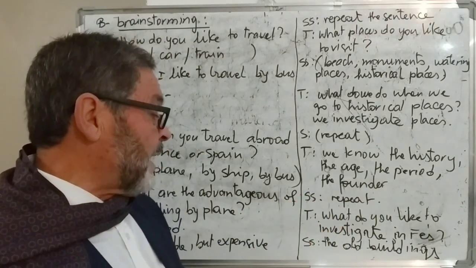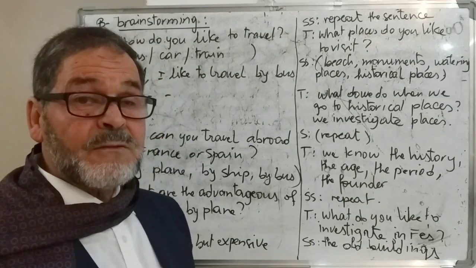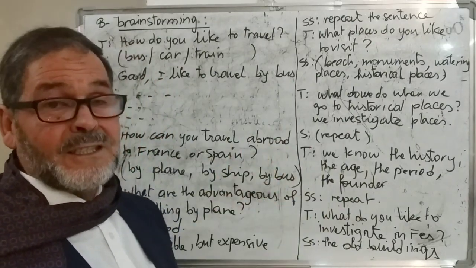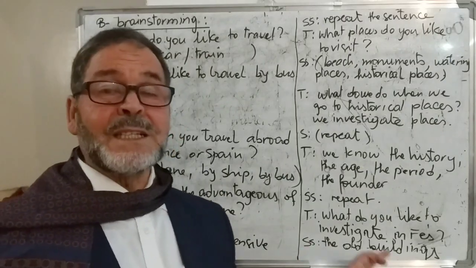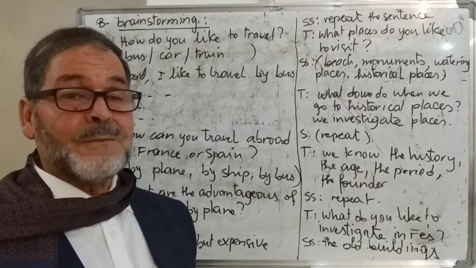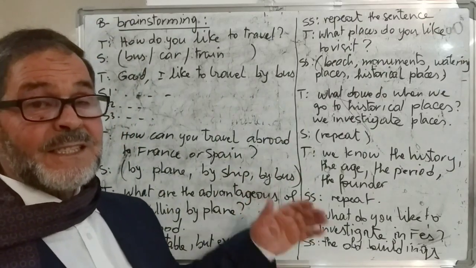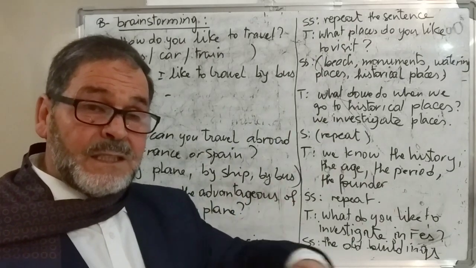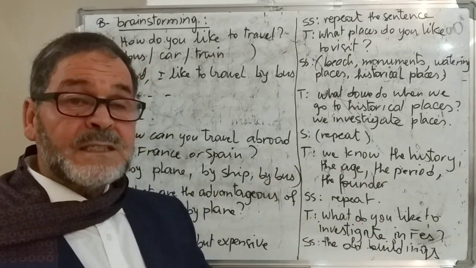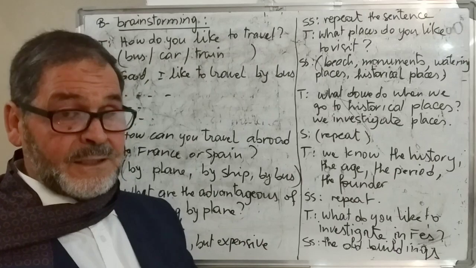Teacher: What do you like to investigate in Fes or in Marrakesh or in any city? Students: All the buildings. Al-Qarawiyyin, for example, or all the buildings. So this is how we proceed with questions and the answers. At the same time, we include the difficult words that we have in the text.